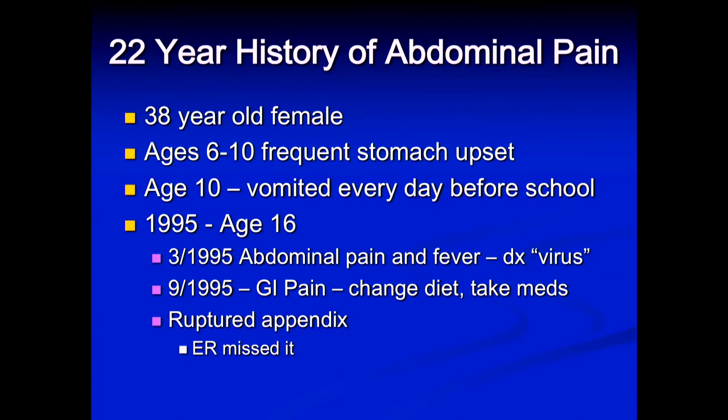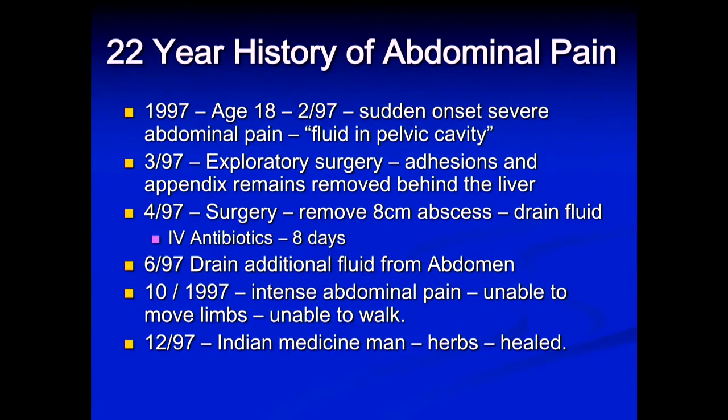That was in March. In September, the pain came back and was still there. They told her to change her diet. They gave her antacids, medication. In point of fact, she had a ruptured appendix in September of 1995, which they missed. They found it when they went in to do surgery in February of 1997. So for a year and a half, she had abdominal pain and fluid in the abdominal cavity.